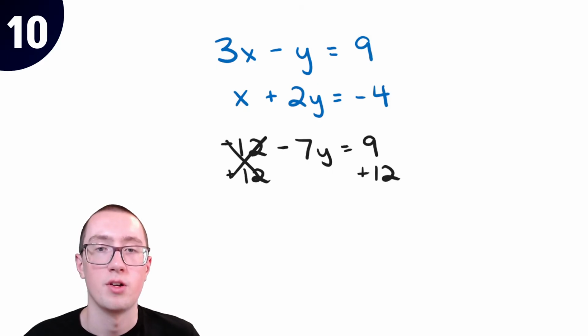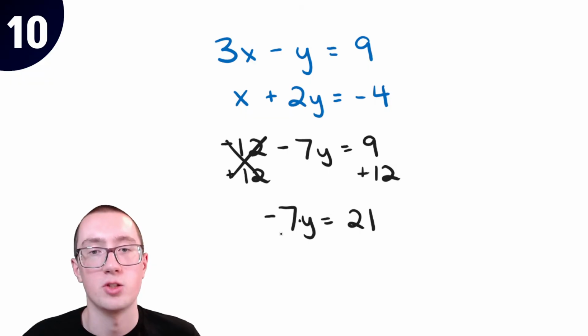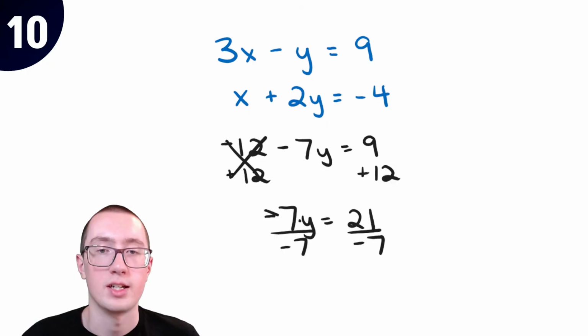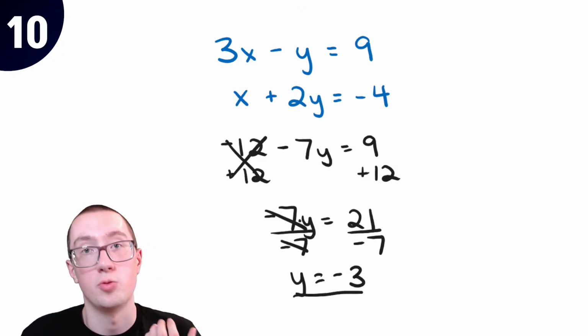So these cancel out. On the left side, we have minus 7y. Don't ever forget the negative signs. That's probably the most common algebra mistake. And then 9 plus 12 is 21. And now here, remember that this is multiplication. So we're going to do the opposite of multiplication, which is division, and divide both sides by negative 7. The negative 7s cancel out. On the left, we just have y. And on the right side, we have 21 divided by 7, which is 3, and 1 minus sign, so the minus sign stays, which means that y is equal to negative 3.